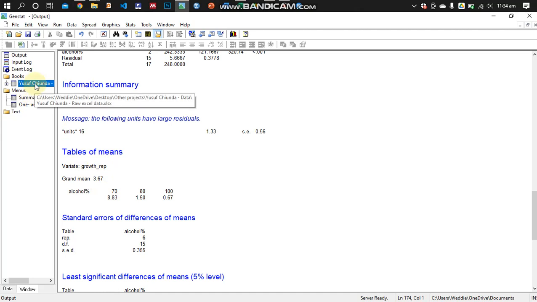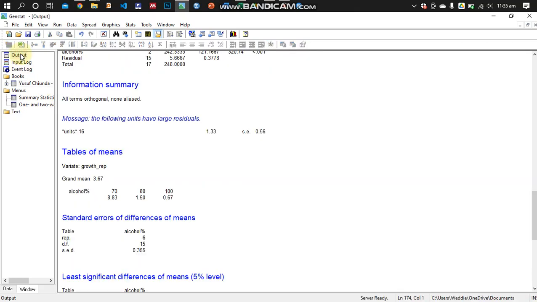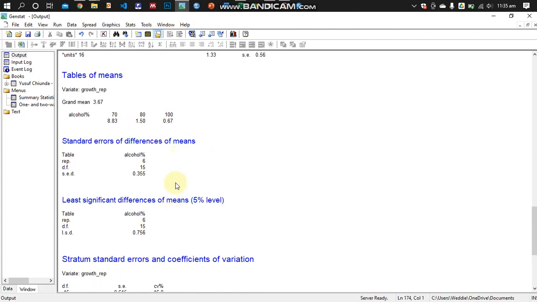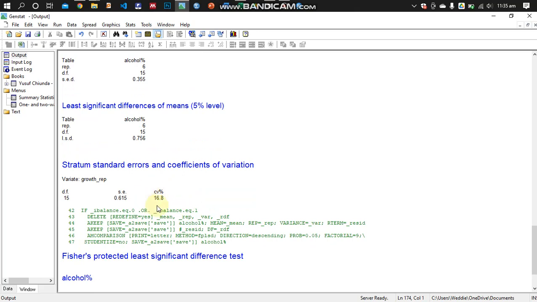So at 70% you had 8, at 80% you had 5, and at 100% you had 0.6. The least significant difference is 0.7, and the coefficient of variation is 16%. If you have a coefficient of variation less than 30%, it is ideal for your experiment, because it shows the means are not very variable across the grand mean.